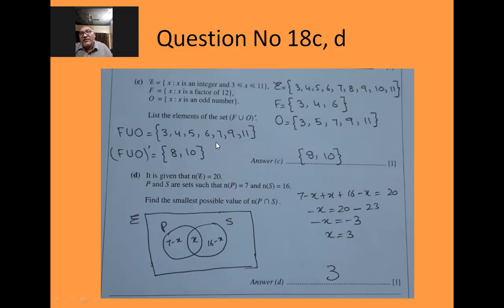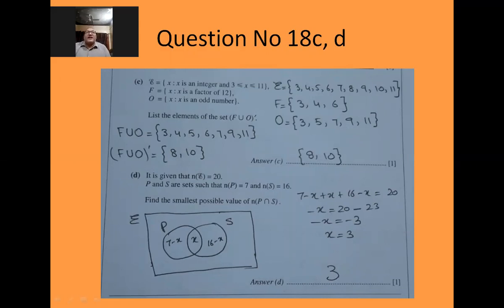So its complement will be the members in the universal set other than these members, F union O. So the members in the universal set other than these, that will be 8 and 10. So 8 and 10 is the answer. So this is the C part.